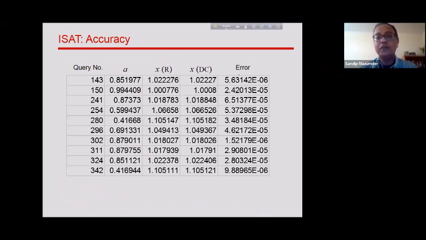Just to look at the accuracy, you can see these are the different values of A that were input. I've just taken some random query numbers, and these are the A numbers that were used, and correspondingly these are the retrieved values of X versus the X calculated using a direct calculation, and the difference is of course the error, and as expected all of them are below 10 to the power minus 4.